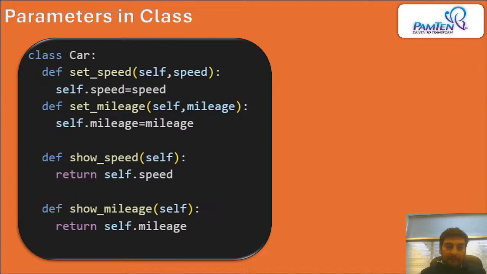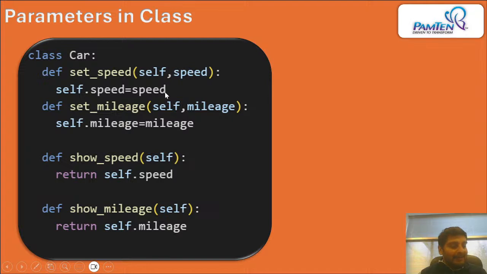Okay, now we have created actions. We'll also add features to our car class. So here you see that with the help of these parameters. So till now we had only one parameter for our methods, and that was the self parameter.